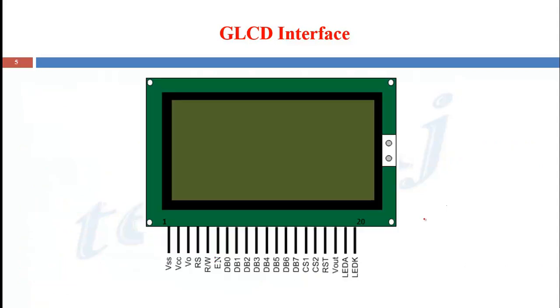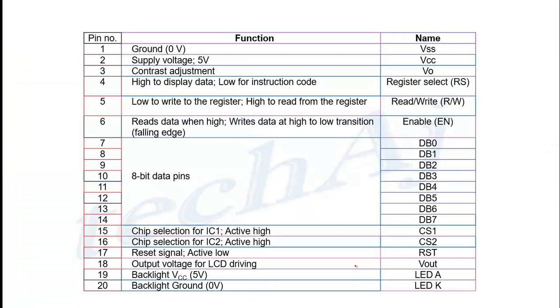Here we can observe the GLCD with its different pins. Here we have three control lines, RS, RW and enable, similar to the 16 by 2 LCD. Then the data lines DB0 to DB7. Then it has two pins, CS1 and CS2, which are chip select 1 and chip select 2, and RST to reset the GLCD. So these are the different pins and their functions.